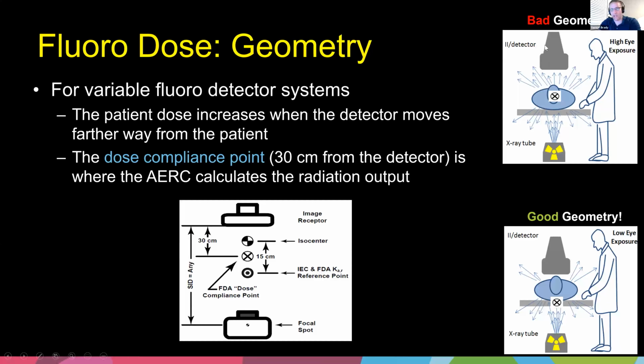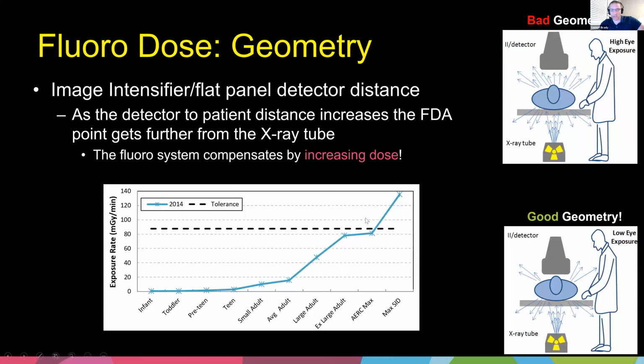This obviously only accounts for the fact that in some systems, mostly interventional systems, the II or the flat panel detector is variable. It can move up and down. And this up and down point can really drastically affect how much radiation is coming out of your system. In the United States, we have a dose threshold of 87.5 milligray per minute, or 10 R per minute.